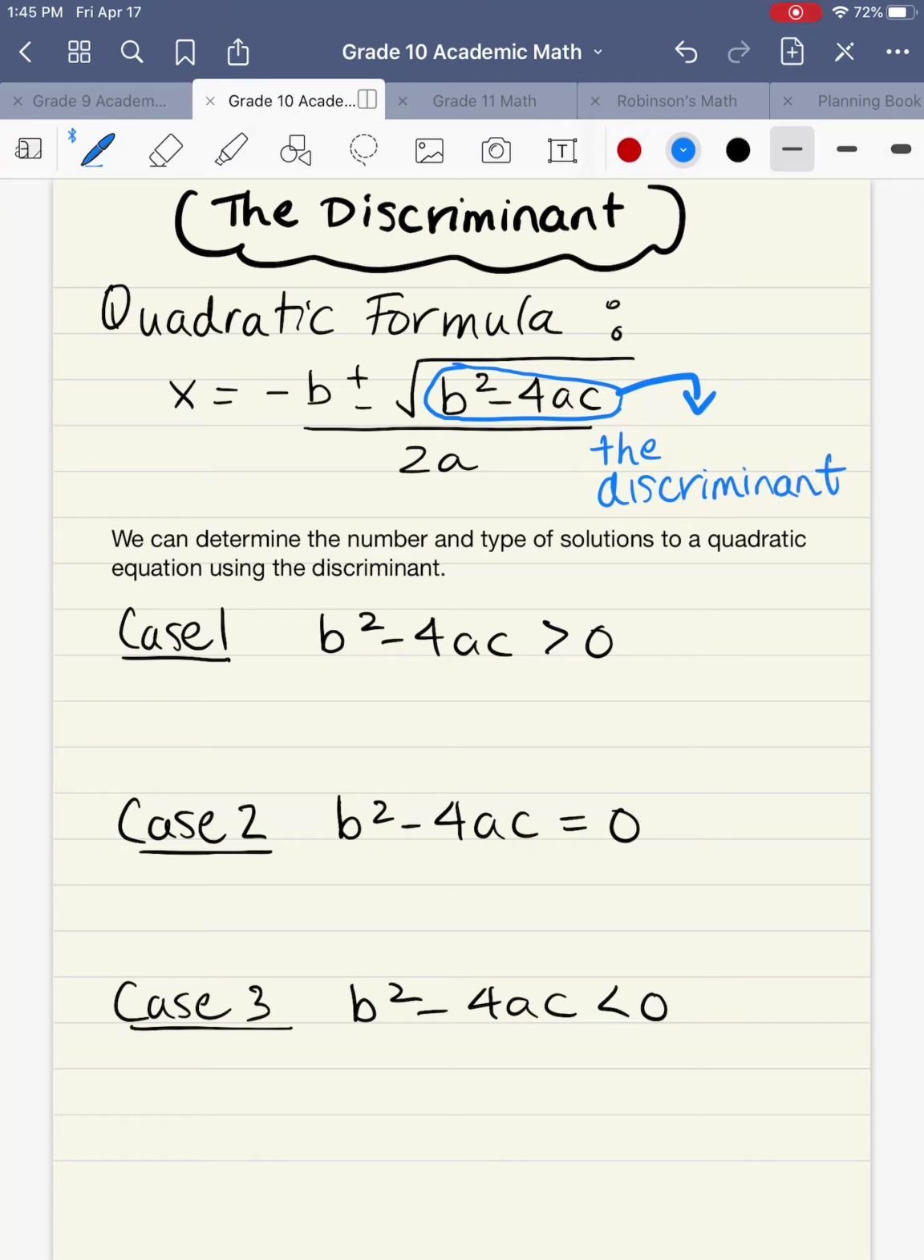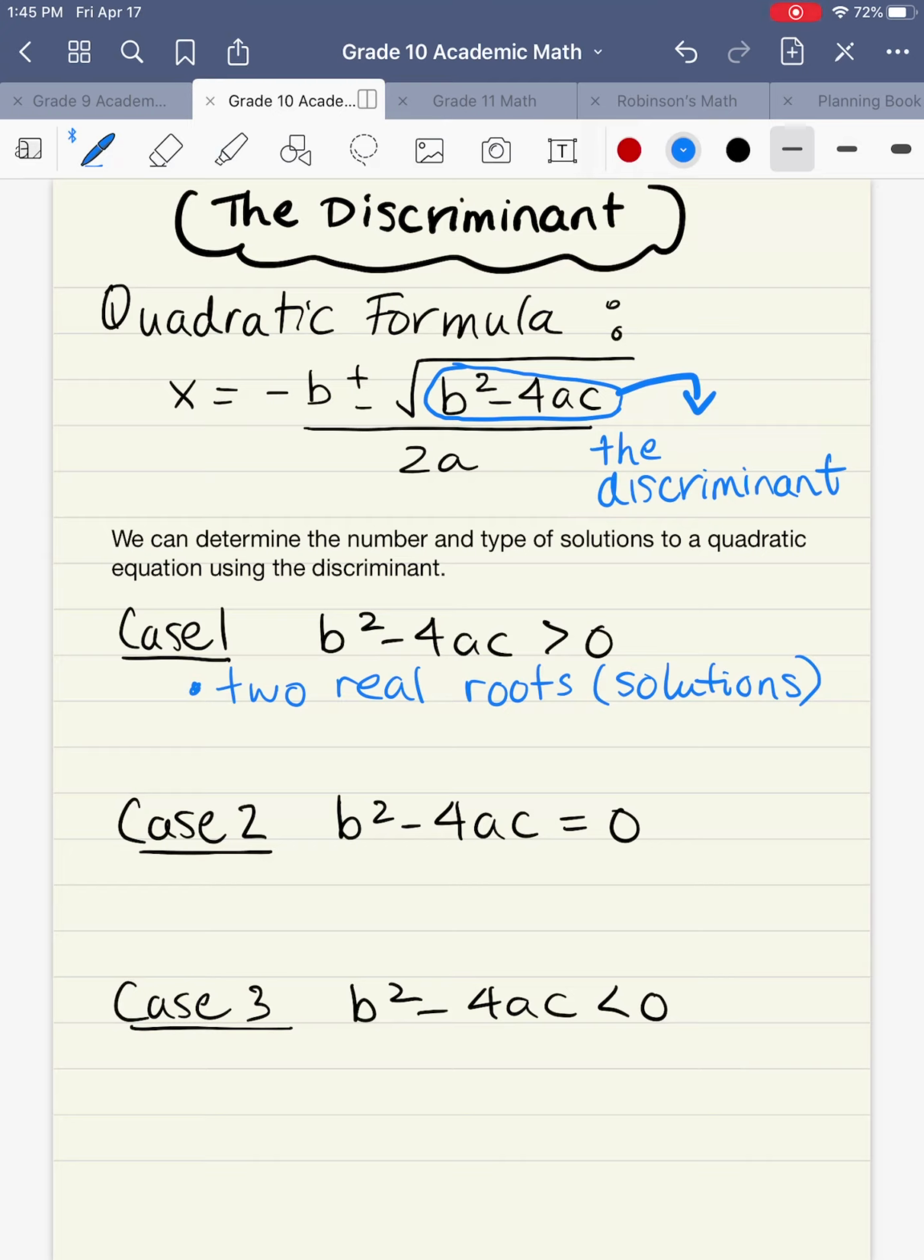By using the discriminant, we can determine the number and type of solutions to a quadratic equation. So we're going to be looking at the 3 different possible cases here. Case 1 is when b squared minus 4ac is greater than 0. In this case, we end up with 2 real roots, and remember, roots is another word for solutions. So we can see that we have 2 of them, and the type is that they are real.